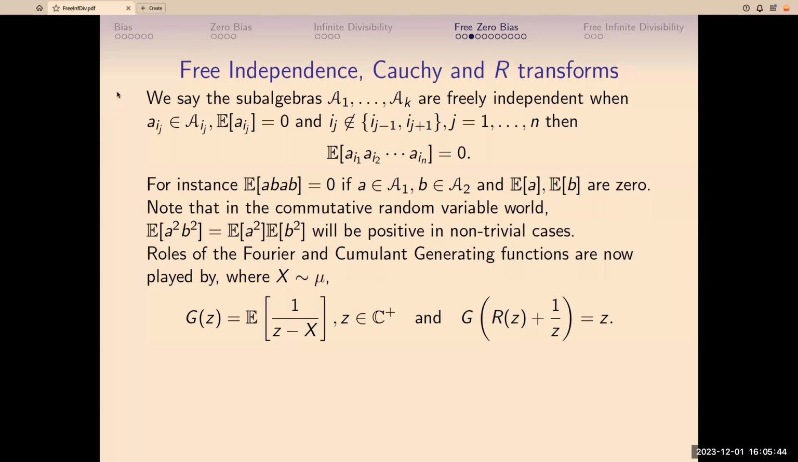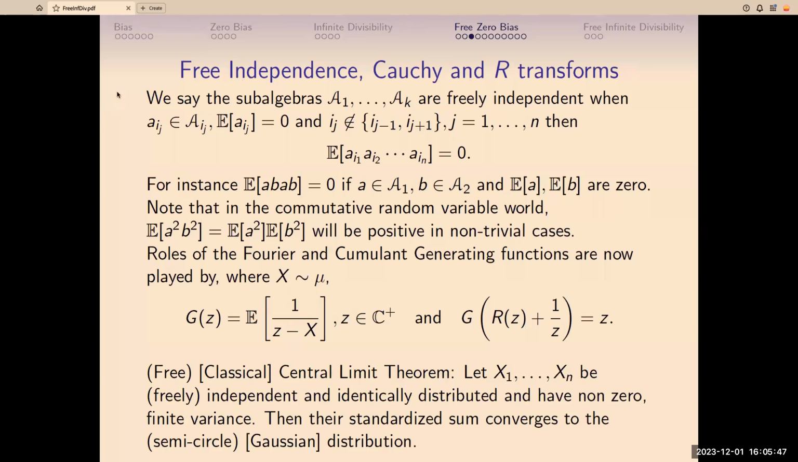Okay, so what else do we need to know? There's also this intriguing free central limit theorem, which is analogous to our very familiar classical central limit theorem. So if X1 through Xn are independent, or freely independent, identically distributed, and have mean 0 and finite variance, then their standardized sum converges to the semicircle distribution if you're in the free world, and to the Gaussian distribution if you're in the classical world. So the semicircle distribution plays the role of the Gaussian distribution in free probability.